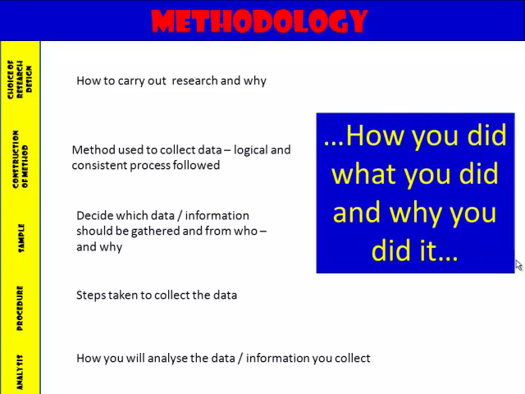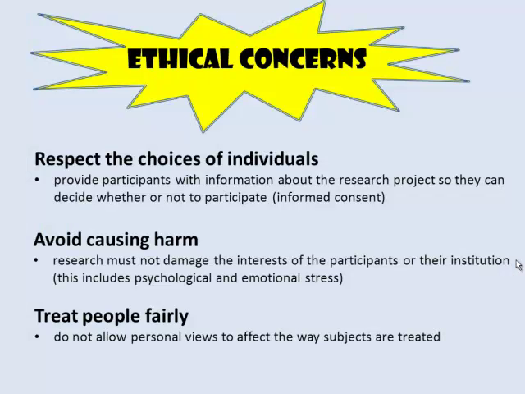In addition to these 5 sections, you should also make it clear how you've covered the ethical concerns of research. You need to show, as you write your methodology, that you have respected the choices of individuals. You need to show that what you've done hasn't caused any harm to anyone and that you've treated people fairly.